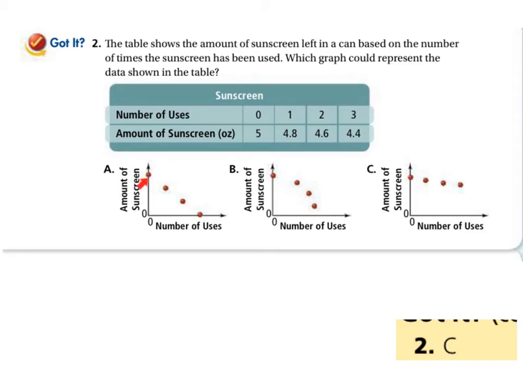Now, this one, it runs out, right? Number of uses, it runs out to 0. We didn't see that here. That's not a 0 at the end. This one, it looks like people are using it quickly, then they kind of slow down on using it. That's not what this shows. This is a constant use. So this one, a straight line, again, is a nice constant use. So we're looking at graph C for that one.